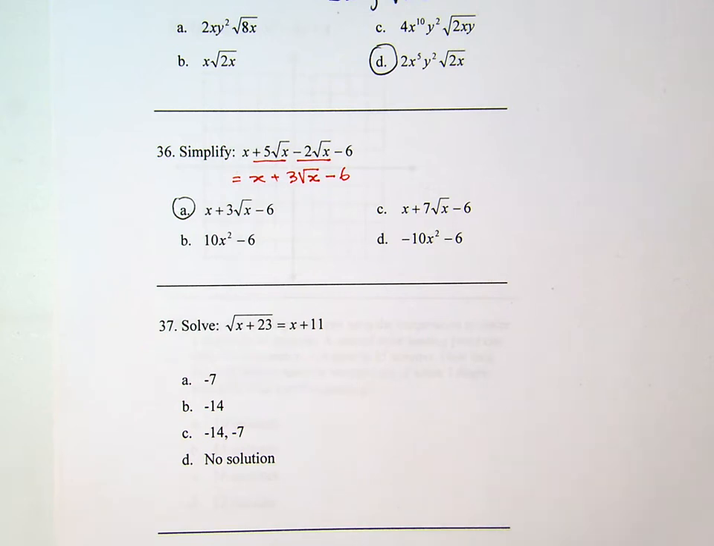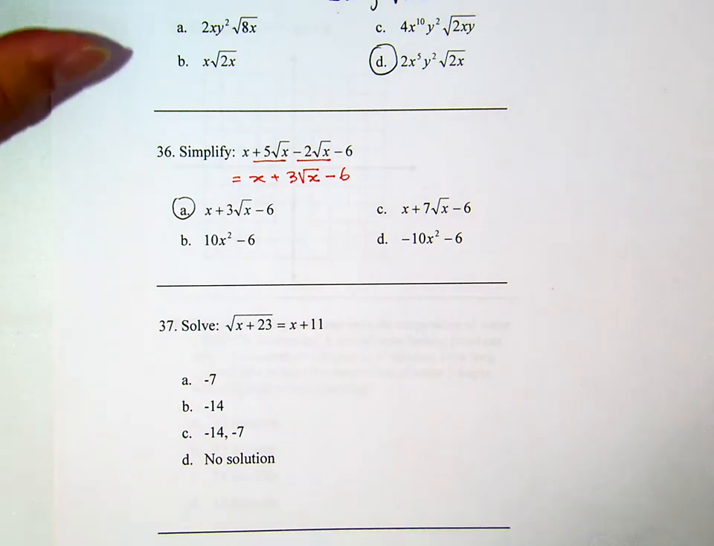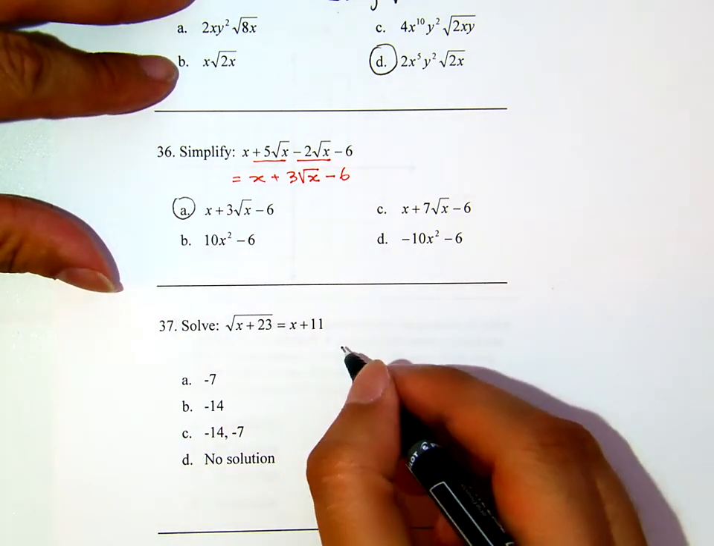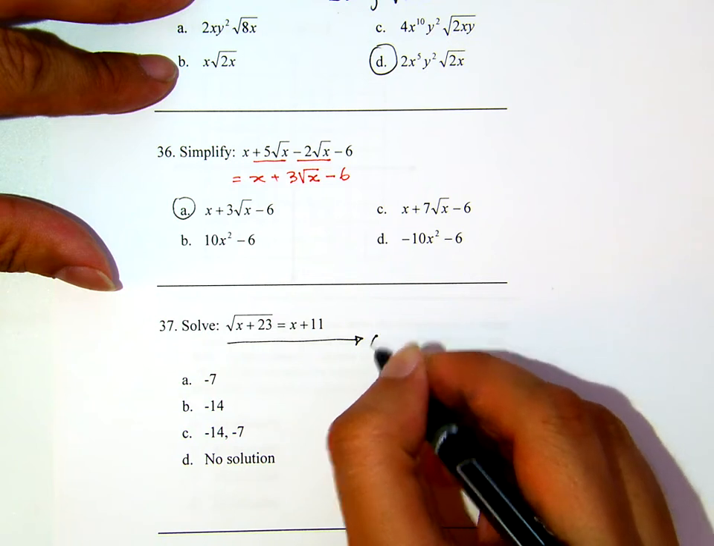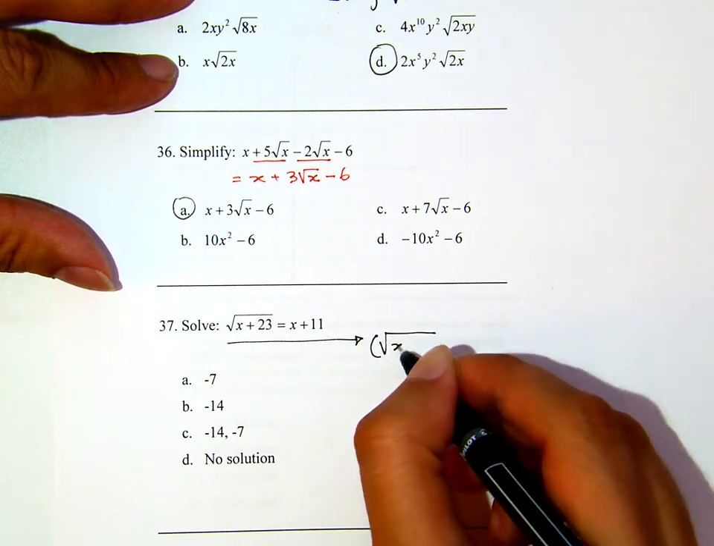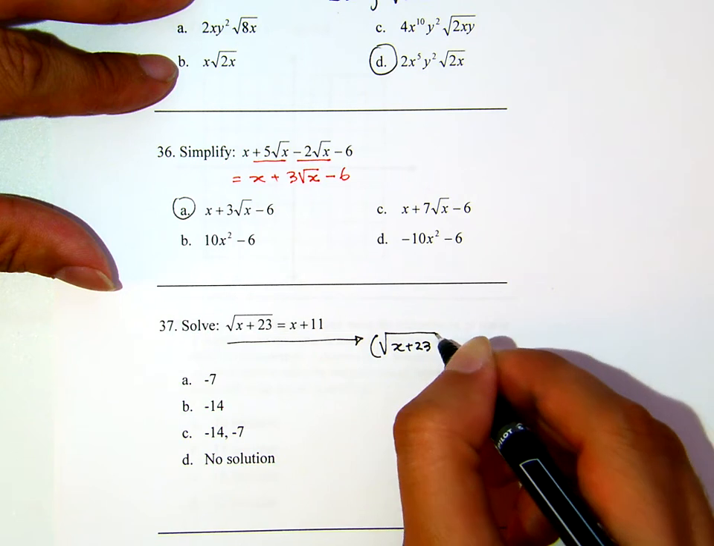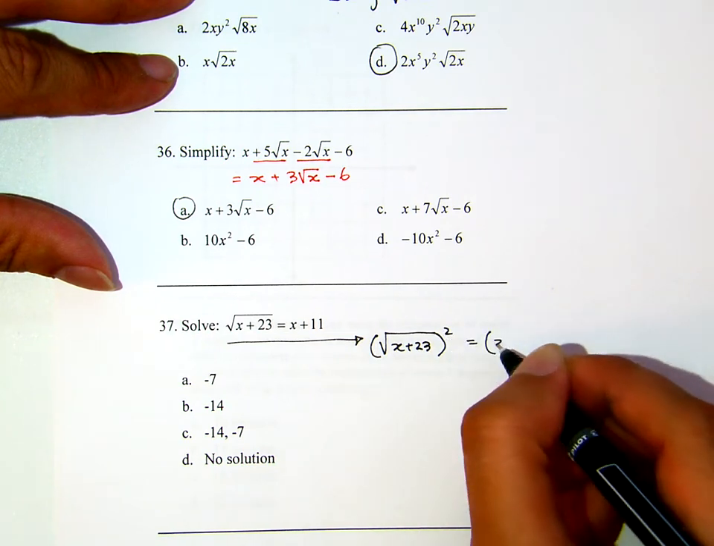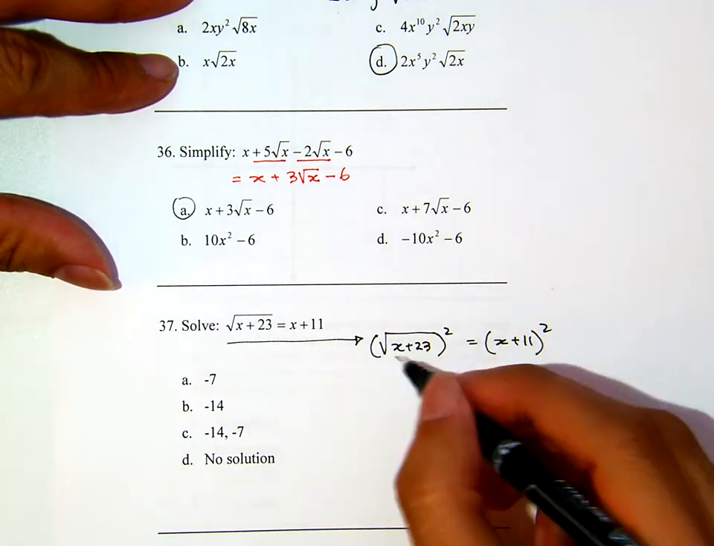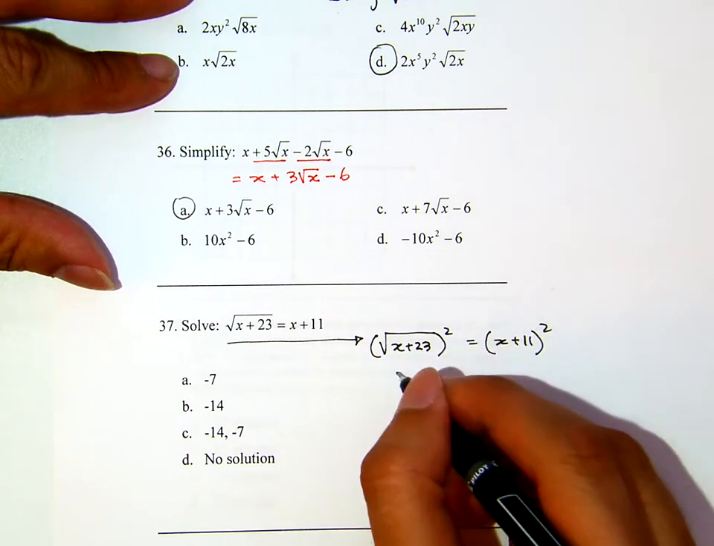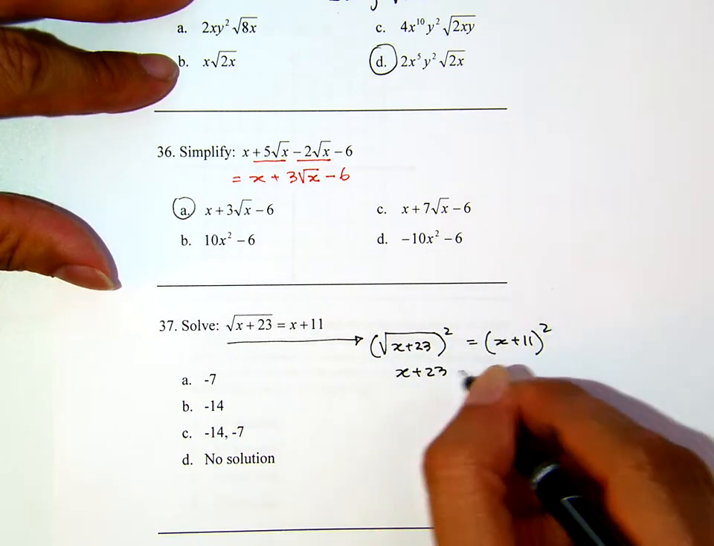Number 37, solve the square root of x plus 23 equals x plus 11. What I will do first is square both sides. Let me write it there. There will be the square of the square root of x plus 23 equals x plus 11 squared. Now that's how we get rid of the square root, we square it. The square of the square root will be x plus 23 here, equals, and this is where most people make mistakes.